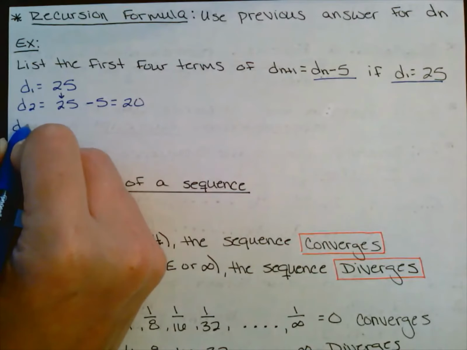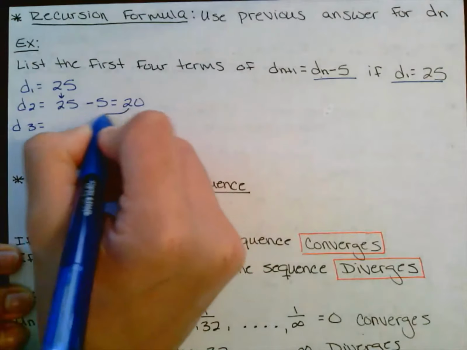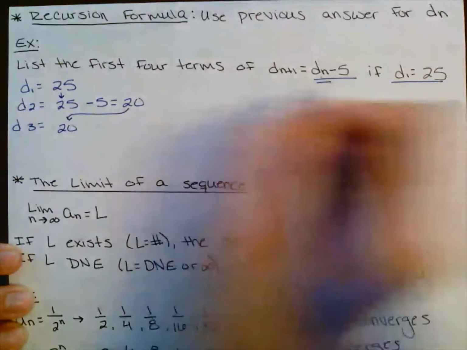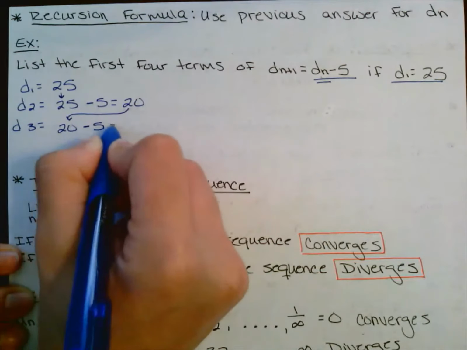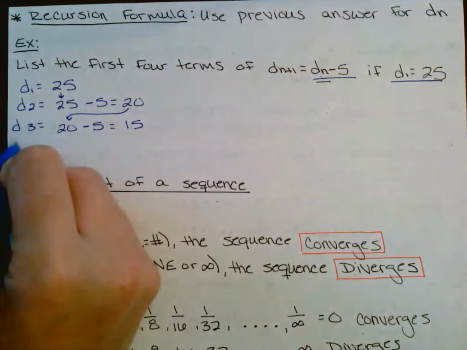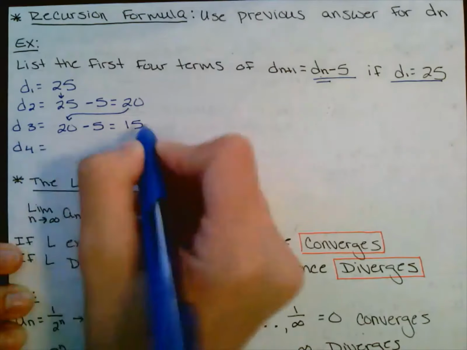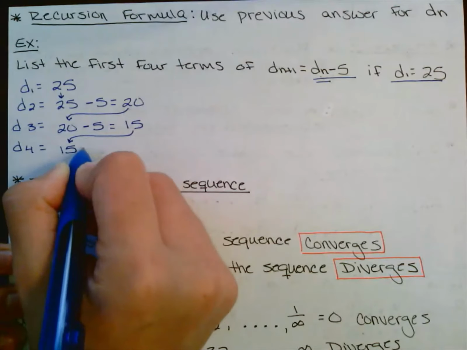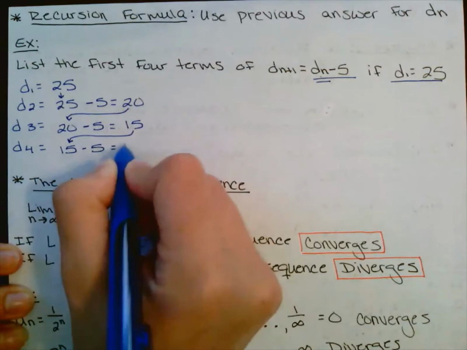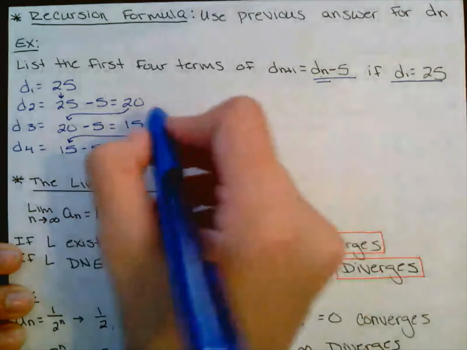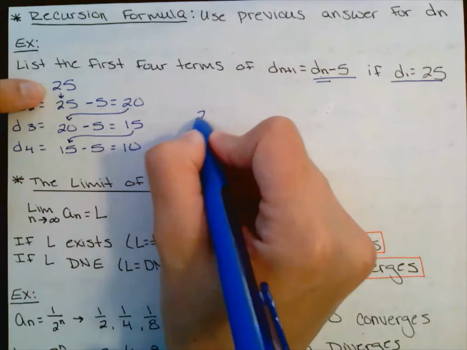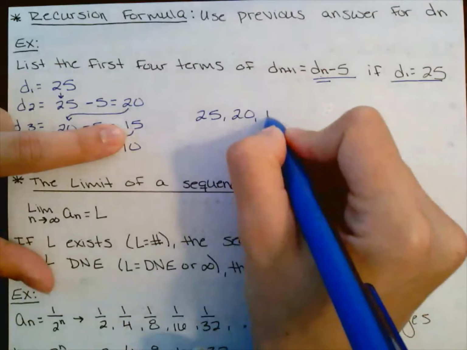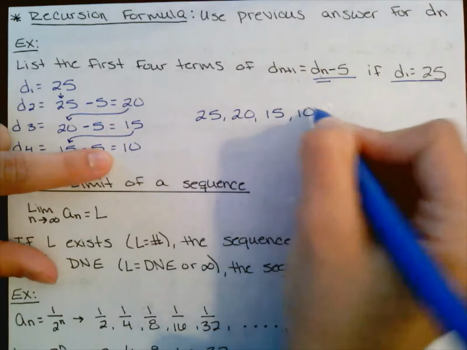So for the next one, d sub 3, I'm going to use my previous answer and plug that right here into this part of the equation. And then we want four terms, so we're going to go one more. We're going to get that previous answer and plug it into the equation. All right. And so the first four terms would be 25, then 20, then 15, and then 10.